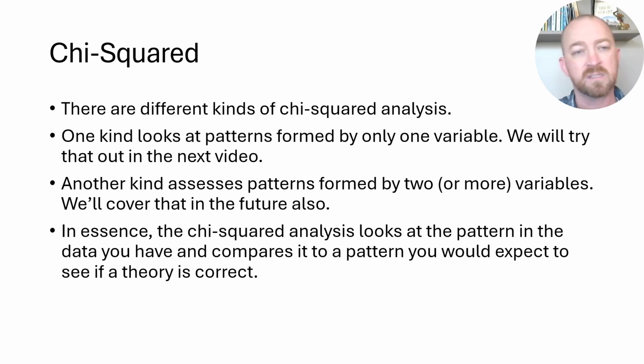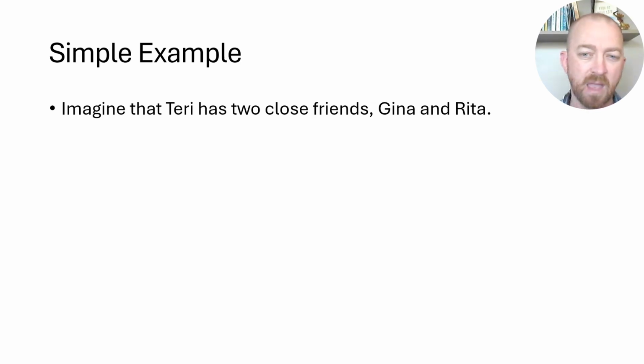And the chi-squared tells us whether we have sufficient reason to believe that it is the way that we theorized or different from that. And again, this will all make more sense with an example here. So let's try that.